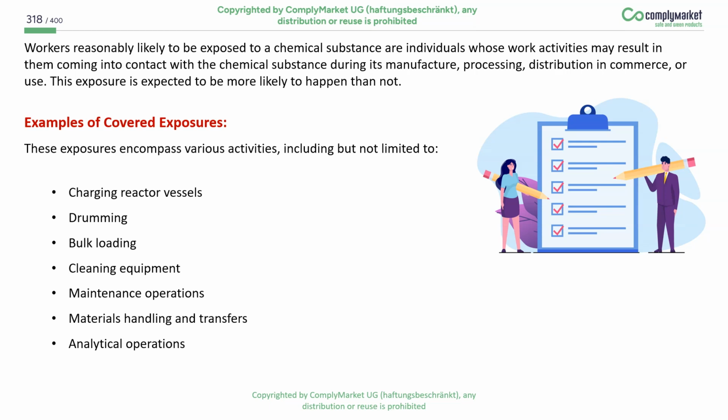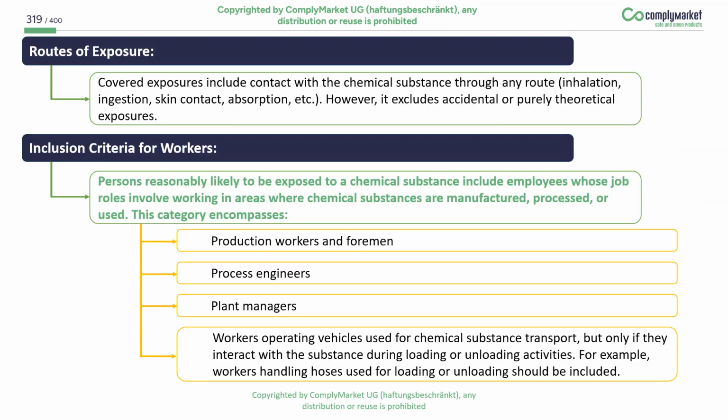Workers reasonably likely to be exposed to chemical substances are individuals whose work activities may result in them coming into contact with PFAS during manufacture, processing, distribution, and commerce or use. So examples of covered exposure: charging reactor vessels, or analytical operations, and many others. So routes of exposure, you have to provide inhalation, ingestion, skin contact, absorption, etc.